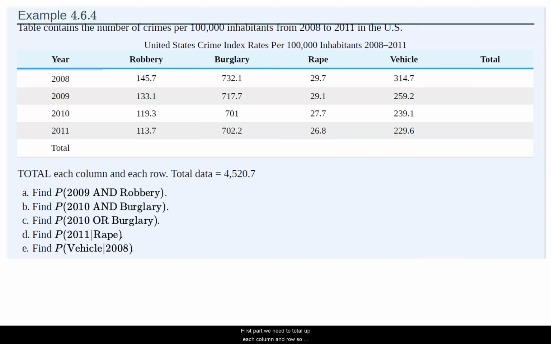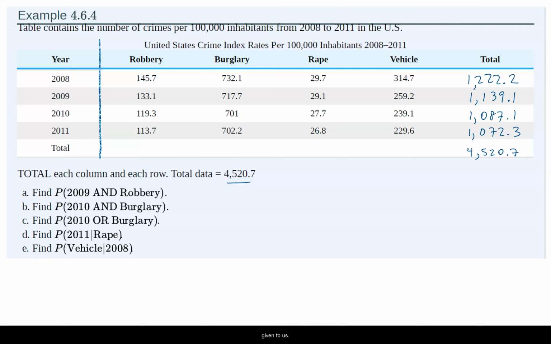First part, we need to total up each column and row. So we're just going to add the numbers across for each of the 4 types of crimes. Make sure you don't add in the years. For 2008, we get 1,222.2. For 2009, we get 1,139.1. For 2010, we get 1,087.1. And for 2011, 1,072.3. And a quick check, sure enough, does indicate we get 4,520.7, which matches our total data given to us.